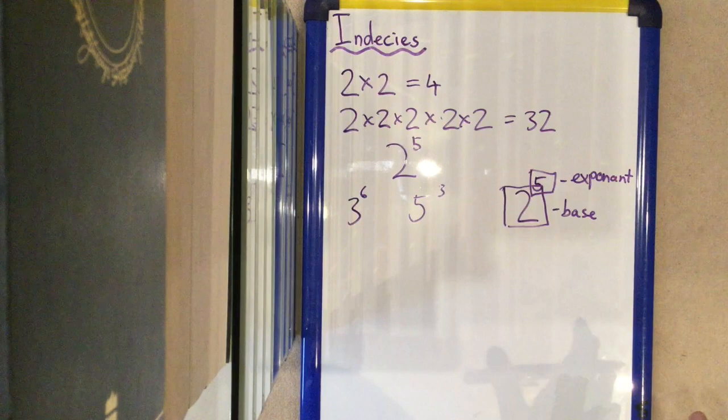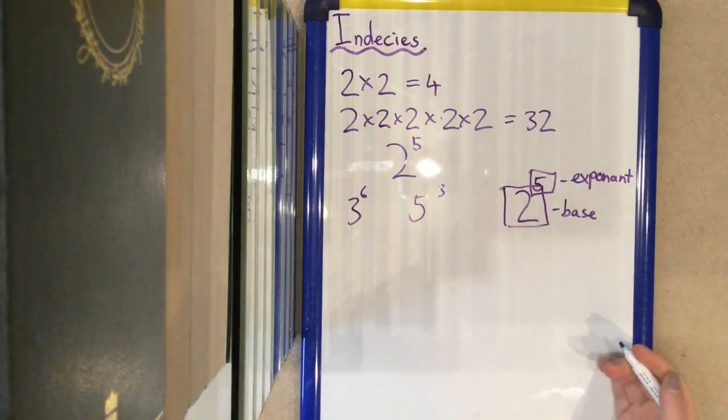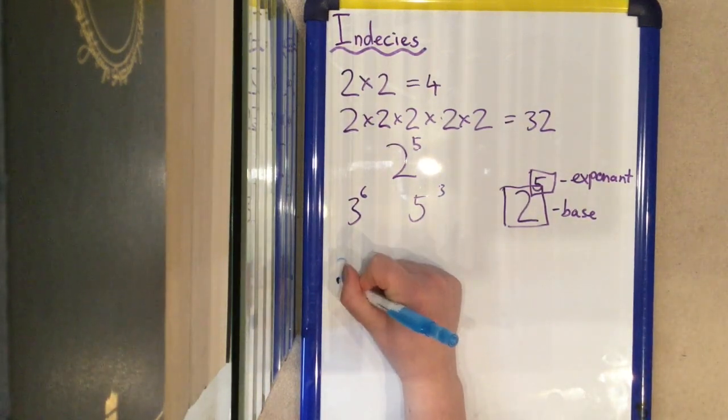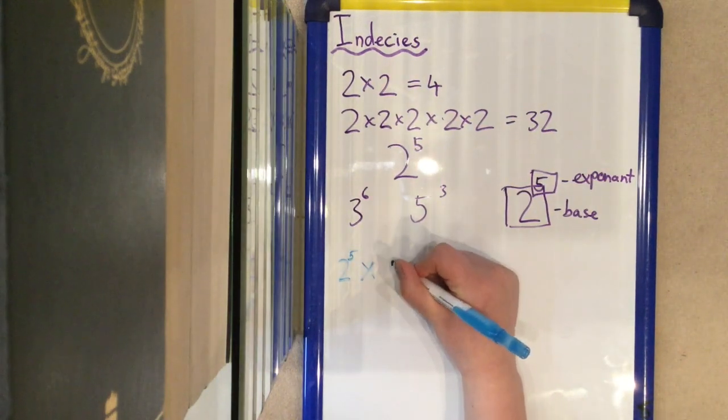Now, sometimes you end up with expressions with 2 indices. You have to learn how to combine these. As long as you follow a couple of simple rules, it should be relatively easy for you to simplify your indices. So let's start with the basic expression of 2 to the 5 multiplied by 2 to the 2.